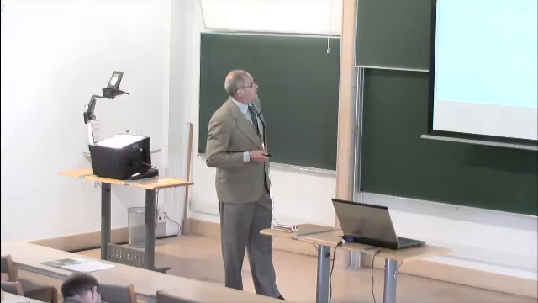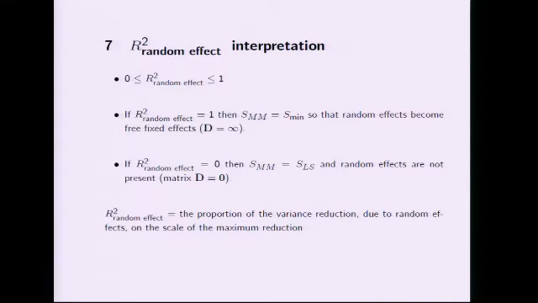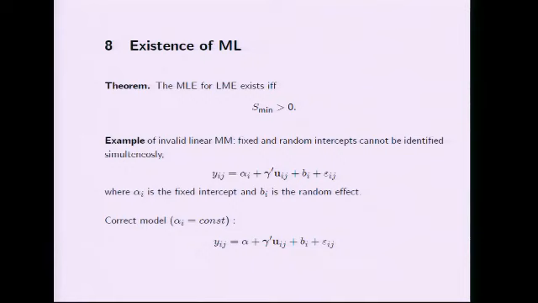So it ranges from 0 to 1. When the random effect R squared is 1, you basically have D equal to infinity. When the random effect R squared is 0, D is 0. Basically, the random effect R squared is the proportion of the variance reduction due to random effects. This is how you judge the presence of the random effect in your linear model.